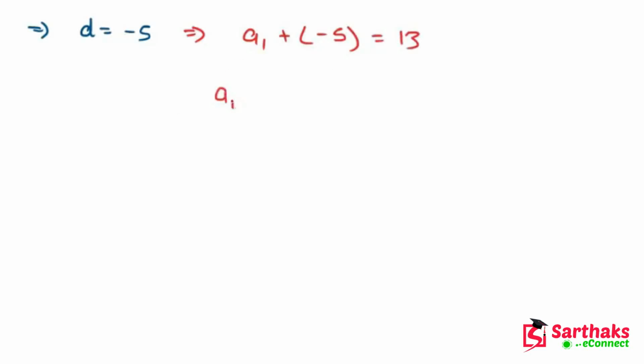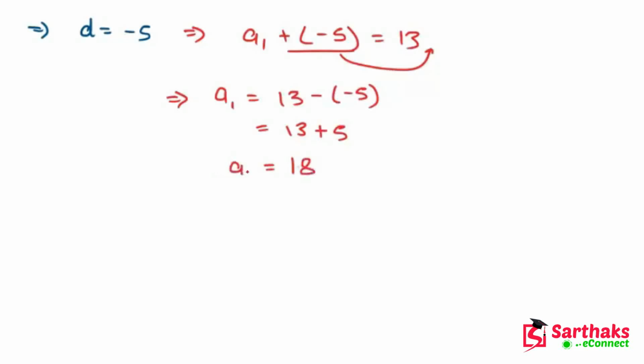So from this, A1 is equal to 13 minus of minus 5. If we shift this term to the RHS, we get 13 minus minus, which is plus 5. So we get 13 plus 5, which is 18. So the value of A1 is 18. I hope you get it.